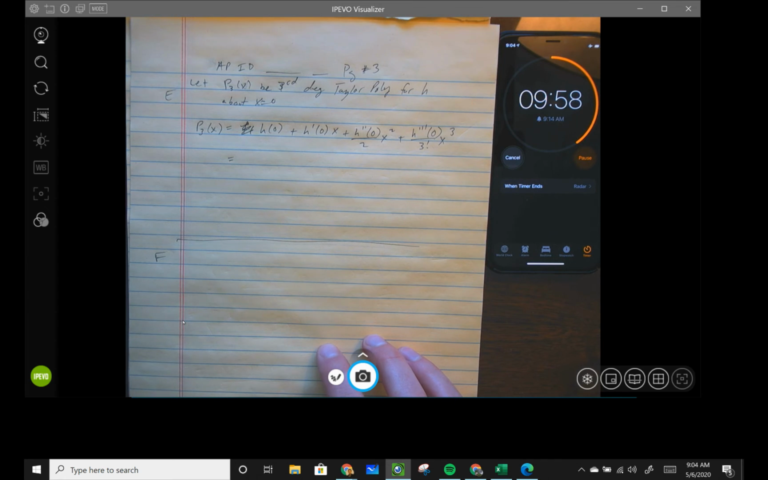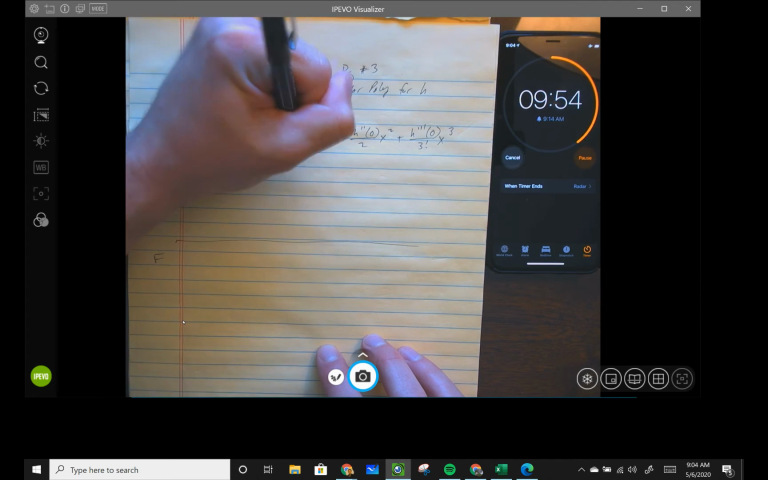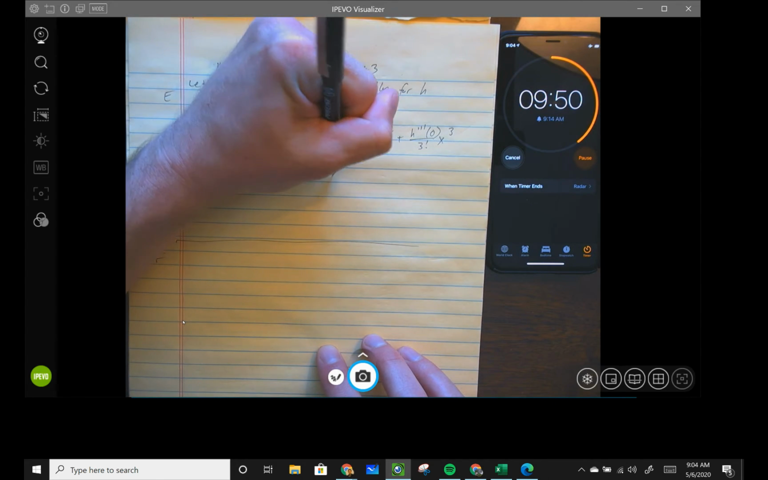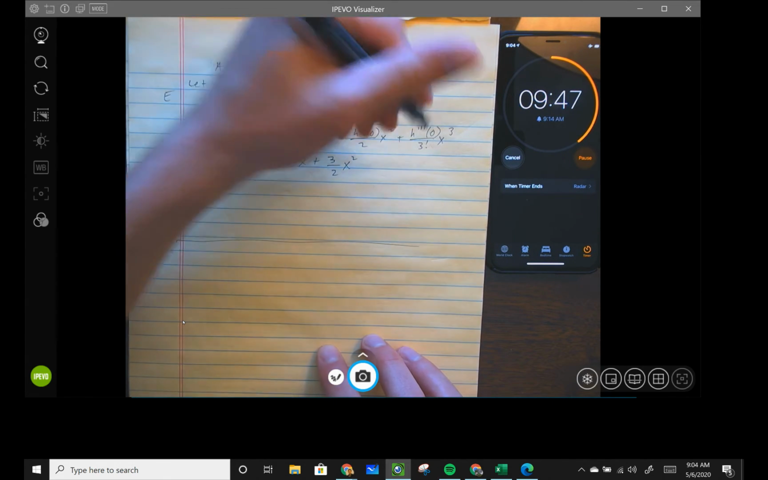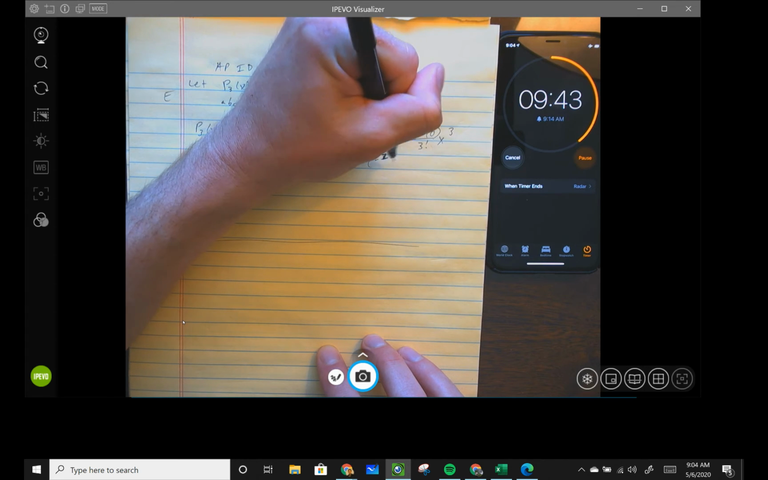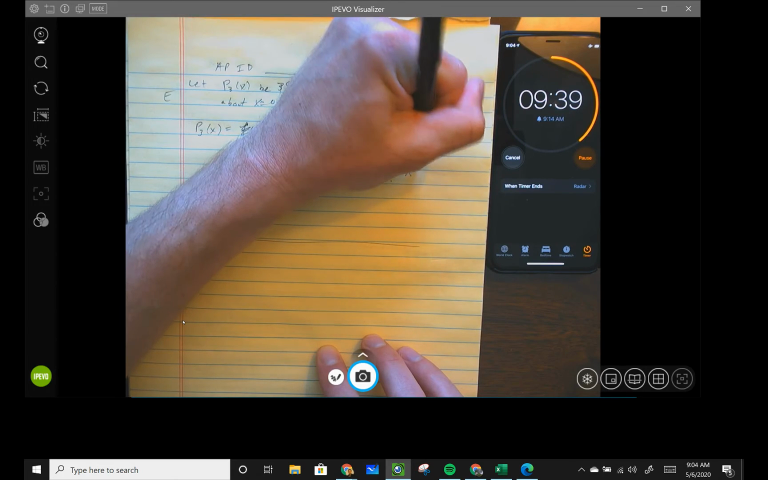So h of 0 is 3, h prime of 0 is negative 2, h double prime is 3, and h triple prime is negative 32, over 2 over 3 factorial x cubed. Done.